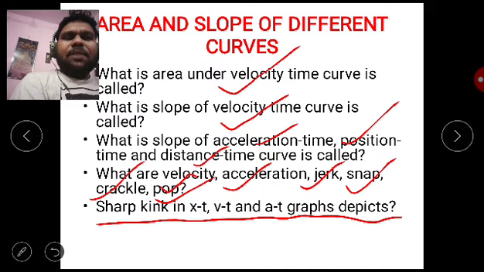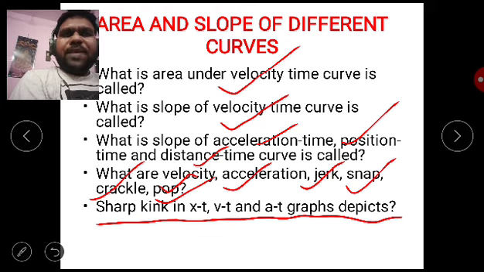So what do we mean by differentiability? Whenever we talk about velocity being equal to the rate of change of position with time, it is depicted by the tangent to the position time curve. So if we have a sharp kink in the position time curve, at that point we can draw two tangents. That means there will be two directions of velocity at the same time.